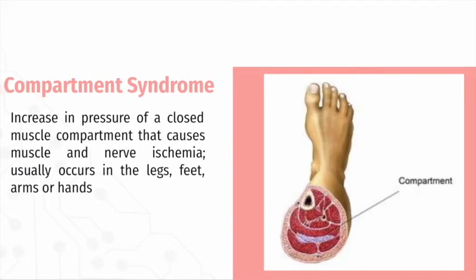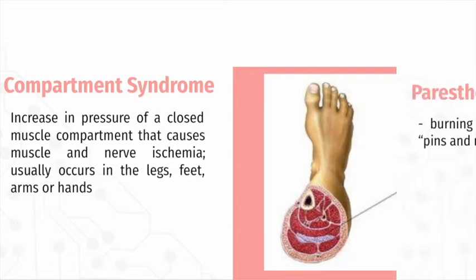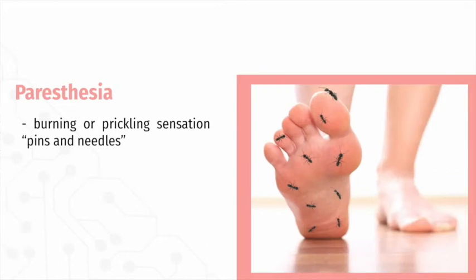Next, we have compartment syndrome. This is the increase in pressure of a closed muscle compartment that causes muscle and nerve ischemia. This usually occurs in the legs, feet, arms, or hands. Next, we have paresthesia. It is a burning or prickling sensation. This is most common when there is sustained pressure on a nerve and experienced as temporary paresthesia, or what we call pins and needles.